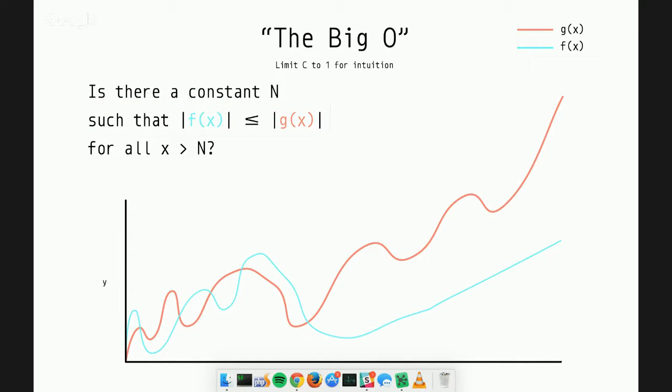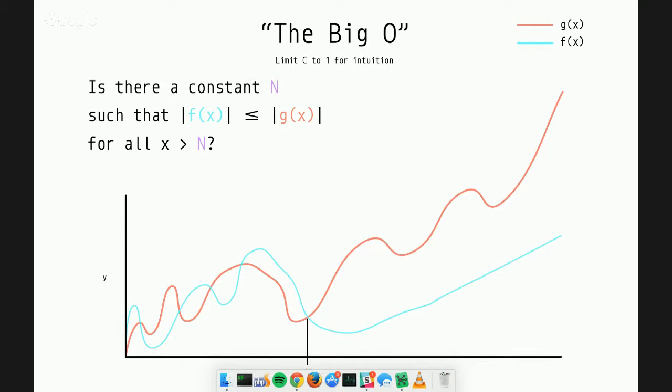And so now the question becomes, is there a constant n such that the absolute value of f of x is less than or equal to the absolute value of g of x for all x greater than n? And lo and behold, we've got that here. Sorry, the slides got cut off here, but this is n right here. So you can see at this point, f of x is always less than g of x after this point, and that's the point.